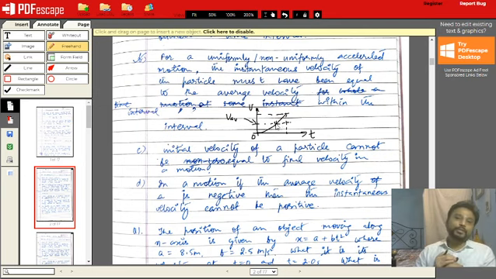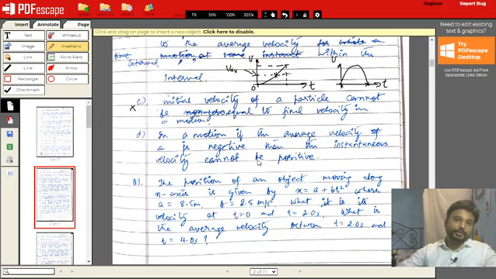Option C, initial velocity of a particle cannot be equal to the final velocity in motion. So this is not a correct statement. For example, we can draw a velocity-time graph like this. A particle's initial velocity is 0 and final velocity is also 0. Initial and final velocities can be the same. So this statement does not make any sense.